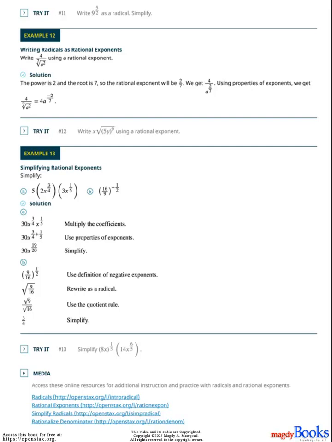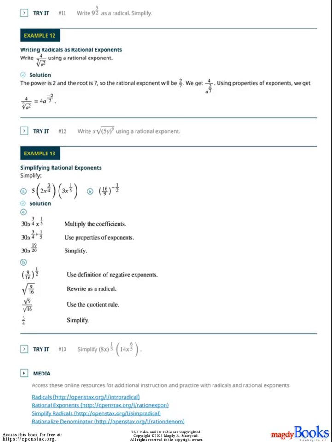Write 4 over the 7th root of a to the power of 2, using a rational exponent. Solution. The power is 2 and the root is 7, so the rational exponent will be 2 over 7. We get 4 over a to the power of 2 over 7. Using properties of exponents, we get 4 over a to the power of 2 over 7 equals 4a to the power of negative 2 over 7. Try it, number 12. Write x square root of (5y) to the power of 9, using a rational exponent.